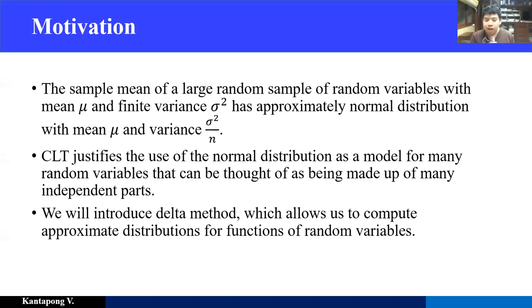That's why the central limit theorem justifies the use of the normal distribution as a model for many random variables that can be thought of as being made up of many independent parts. So everything converts to normal. That's why we have to learn the normal, even though its integral has no closed-form solution. And then we introduce the delta method that we are going to see later.